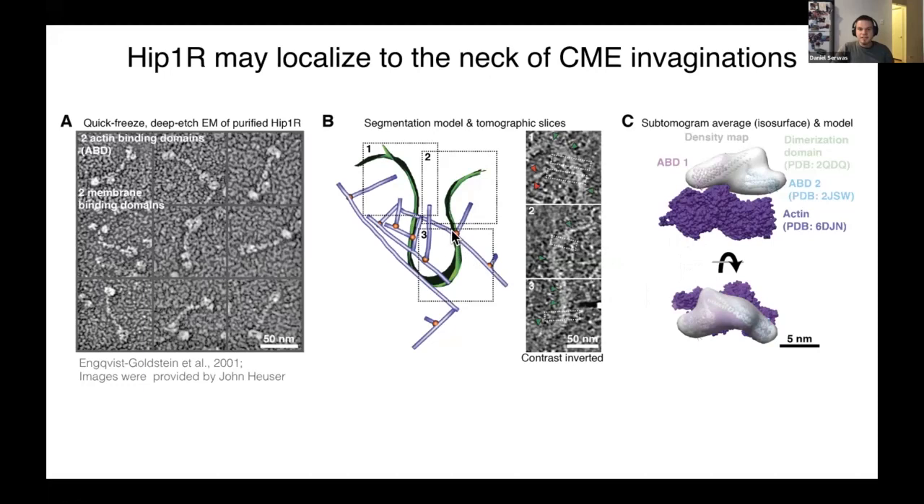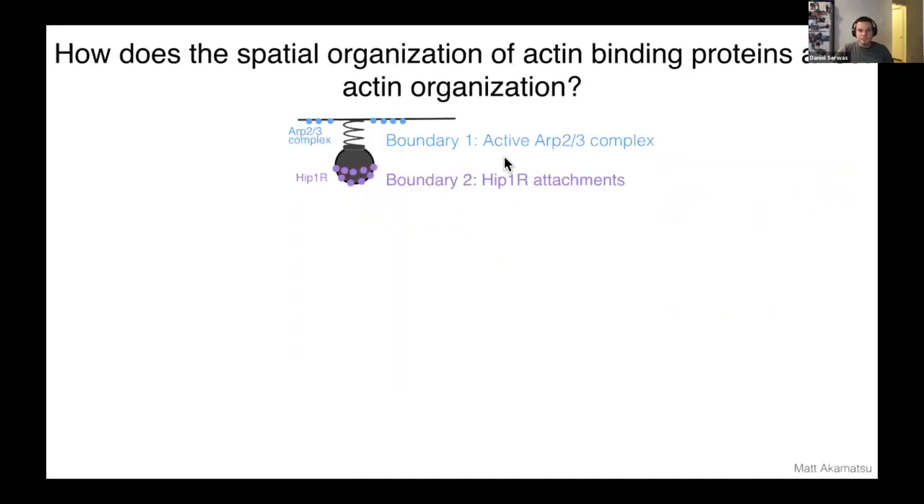Surprisingly, what we found is that HIP1R, or this molecule, doesn't only localize to this bud of this endocytic site, as we assumed before, but we can also find these densities around the neck. And we were wondering what could be the function of this neck localization.